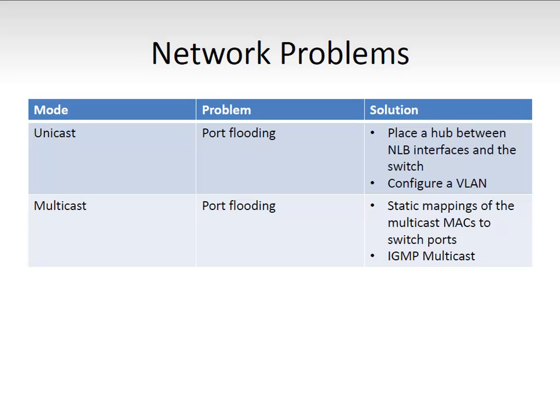Or if you're running in multicast mode, you also have the problem of port flooding, because even though the network load balancing interfaces have a multicast MAC address associated with them, the network switches still will not typically associate their ports with a multicast MAC address. So once again, the traffic is sent out on all the switch ports. Now, the solutions in this case are to look at using static mappings of the multicast MACs to those specific switch ports, or switching to IGMP multicast mode. However, that is not always supported on all network switches.